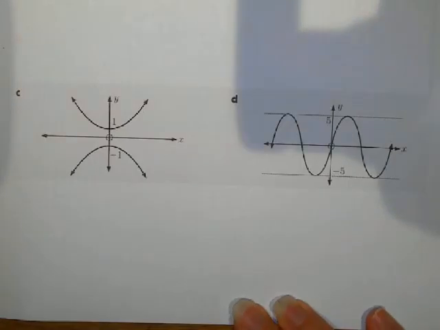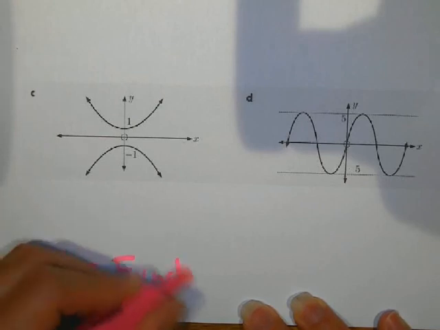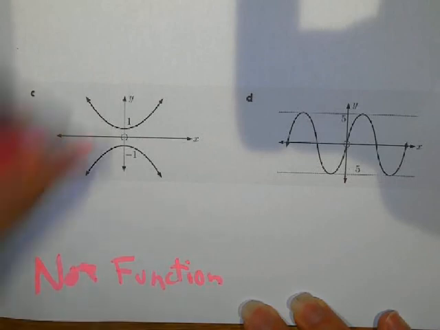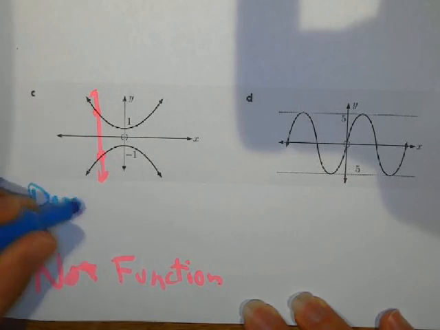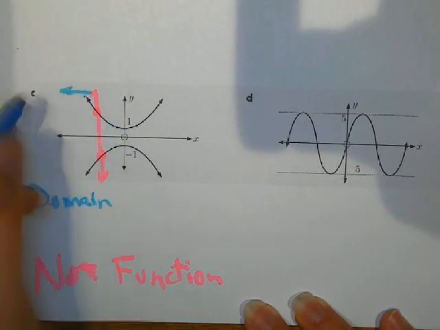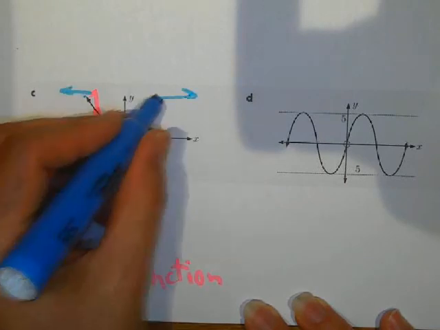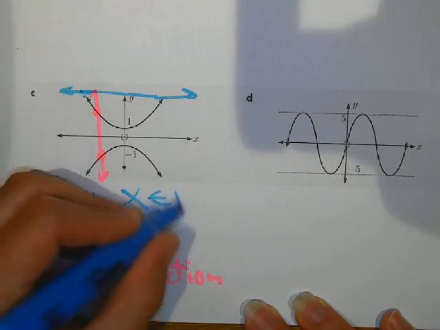Okay. The other two that we did, this is not a function, because if I drew a vertical line anywhere, you see how it goes through twice. Okay. We still have a domain. So my domain, this goes forever to the left, this goes forever to the right, and it's everything in between. So the domain is also an element of all real numbers.